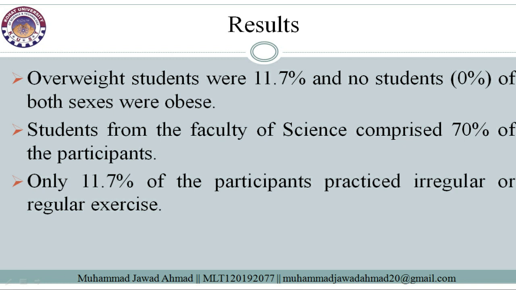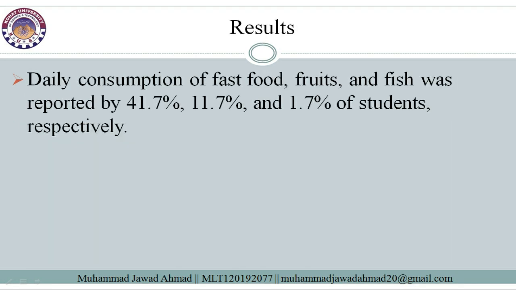The students from the faculty of science comprised 70% of the participants. 11.7% of the participants practiced irregular or regular exercise. And the daily consumption of fast food, fruits and fish was reported by 41.7%, 11.7% and 1.7% of the students respectively. It means that 41.7% of the students consume fast foods, 11.7% consume fruits, and 1.7% of the students consume fish.